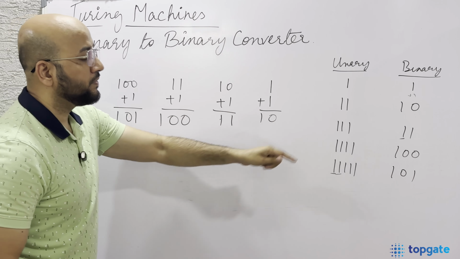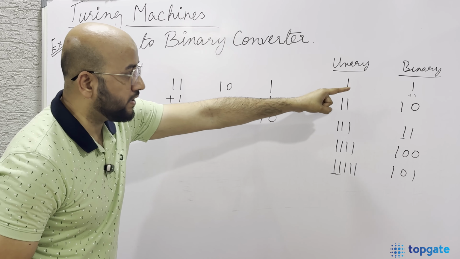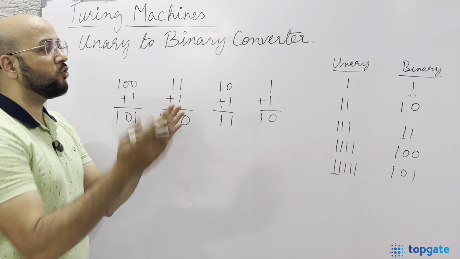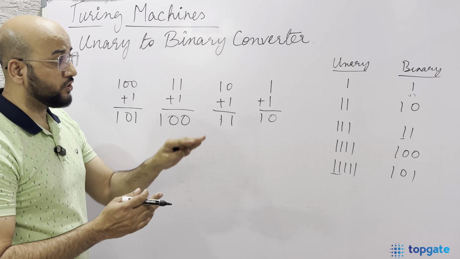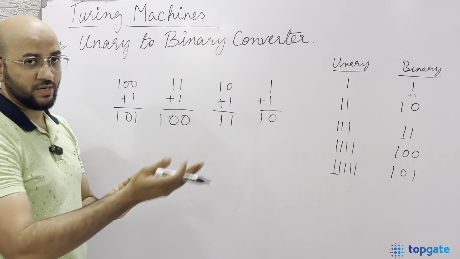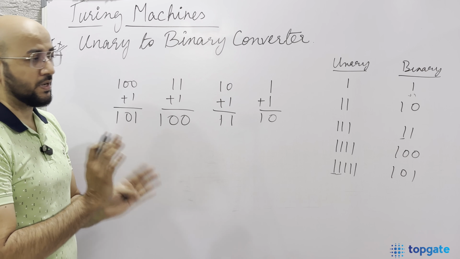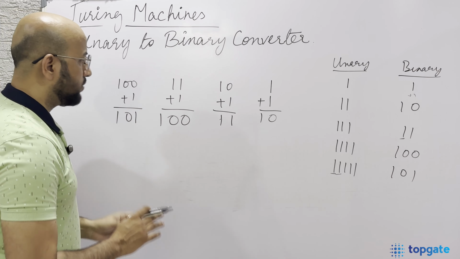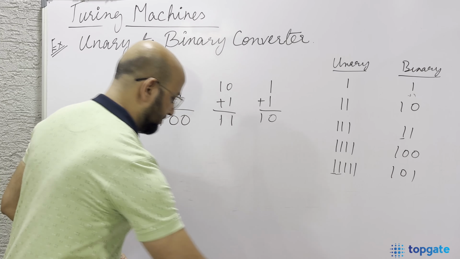I just now told you how to add this. Whenever I have 1 and I add 1, I'll change it to 0 and go on to the left hand side. Whenever I have 0 and I add 1, I'll change it to 1 and go on to the right hand side, because I don't have any carry in this case. Clear? So this is the logic we'll apply. Let's see how we design this Turing machine.